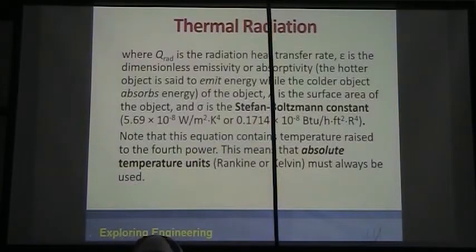All right, so the equation has temperature raised to the fourth power. That means we have to use the absolute temperature units in Rankine or Kelvin because otherwise we would be in a relative scale and our calculations would make no sense.